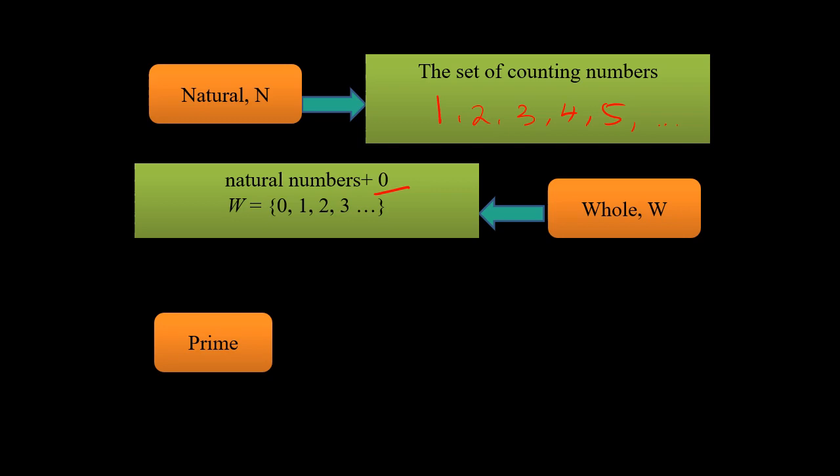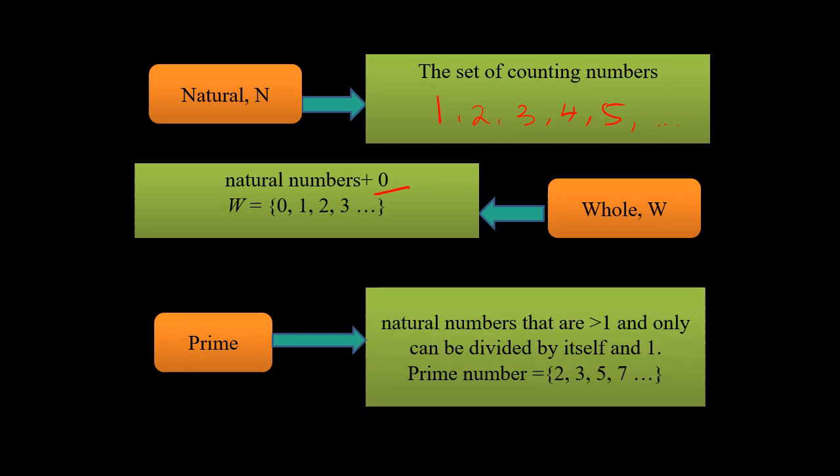And prime number. So anyone remember what is prime number? Yes. Prime number is the natural number that are more than 1 and only can be divided by itself and 1. For example, 2, 3, 5, 7. Is 9 a prime number? No.